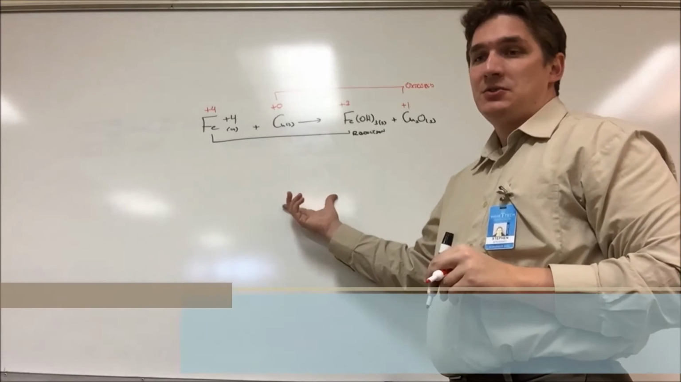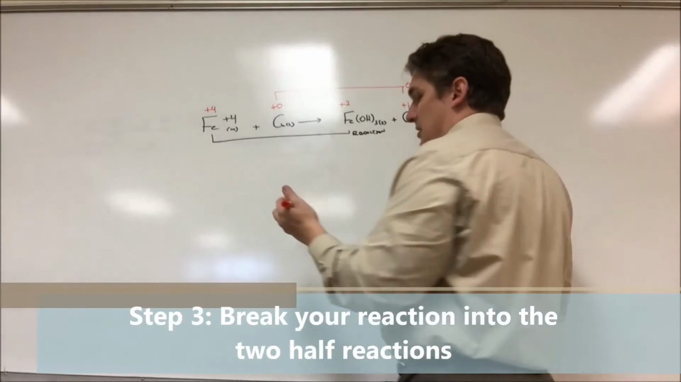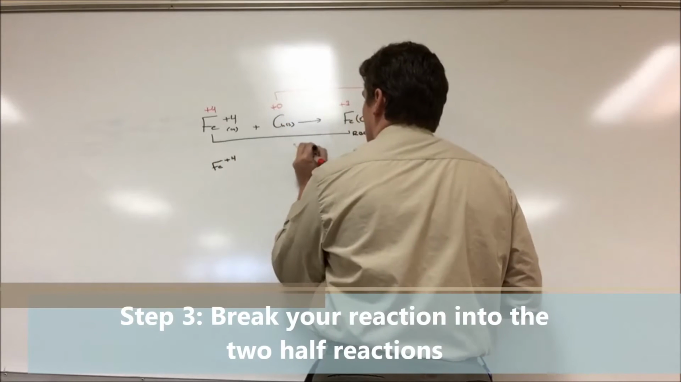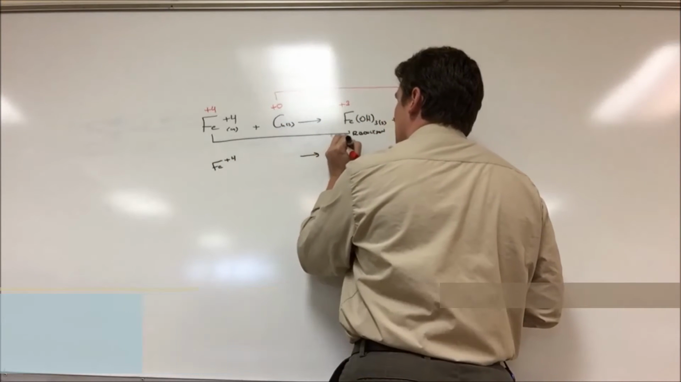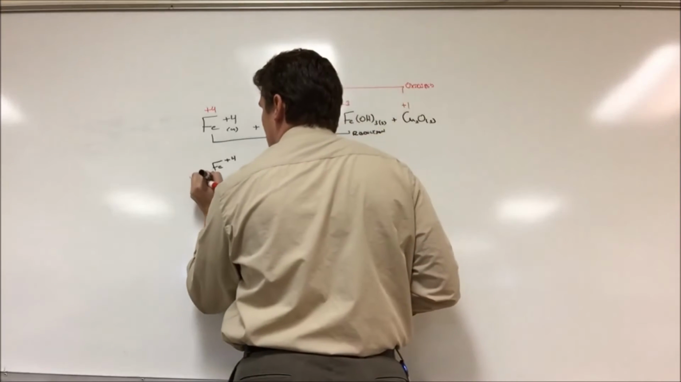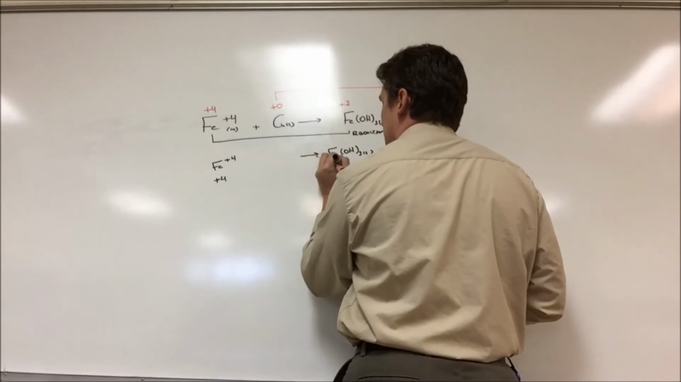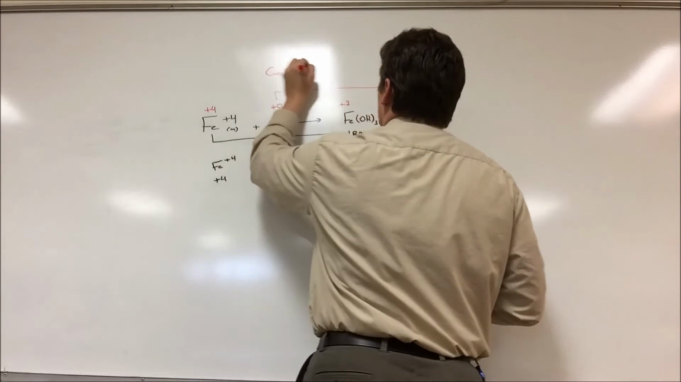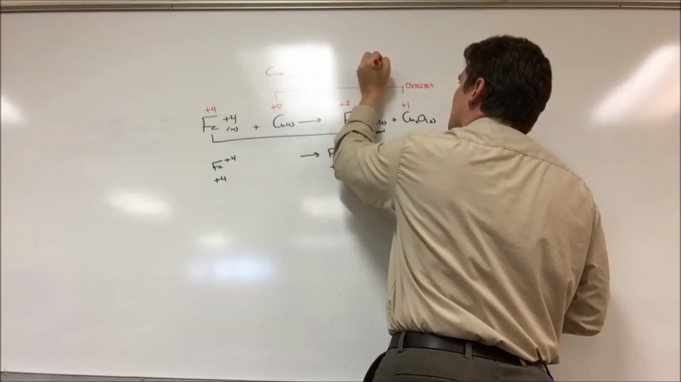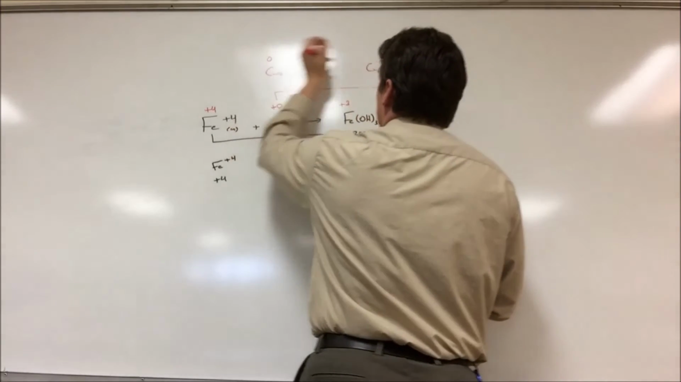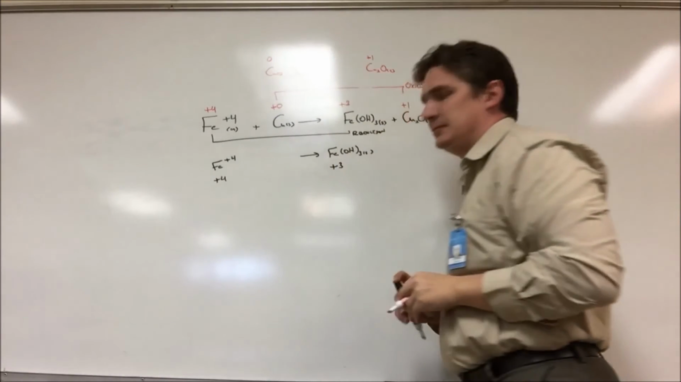Now we're going to split these into 2 separate reactions. So we've got Fe+4 going to Fe(OH)3. So we're going from a +4 to a +3. For our copper, we've got copper going to Cu2O solid. In this case, we have copper going from a 0 to a +1.